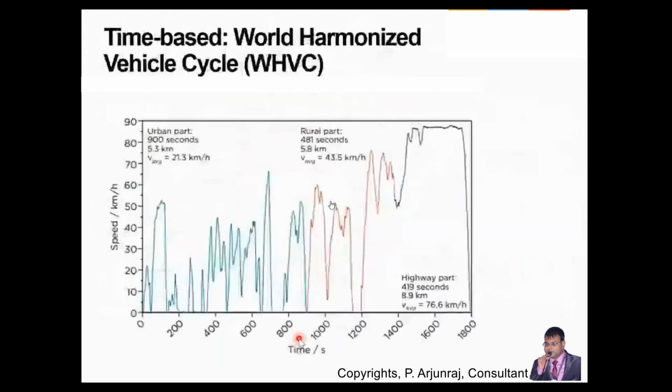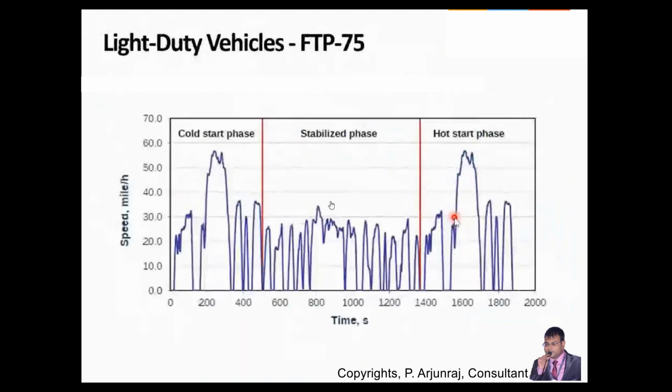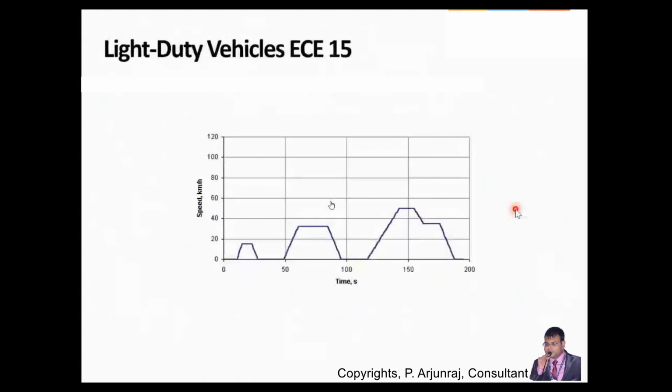In the case of the first one, what we have seen is the urban cycle, rural cycle, and highway cycle. Similar to this, for a World Harmonized Vehicle Cycle for a light duty vehicle, you have three phases: cold start phase, stabilize phase, and hot start phase. And so this is the Europe light duty vehicle test cycle, considering the speed versus the time.